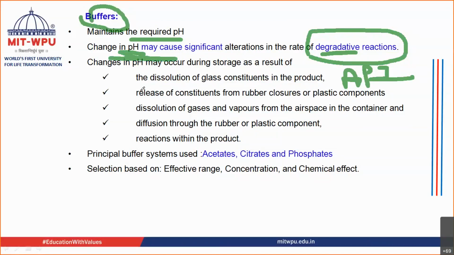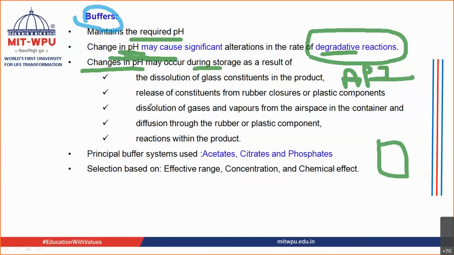Now this change in pH can occur when? It can occur during storage. So when you have prepared the preparation and you are storing it, at that time the change in pH may happen. In order to block the change in pH, you are going to use a buffer. What does the buffer do? The buffer does not allow the pH to be changed. It maintains the pH of the particular preparation.